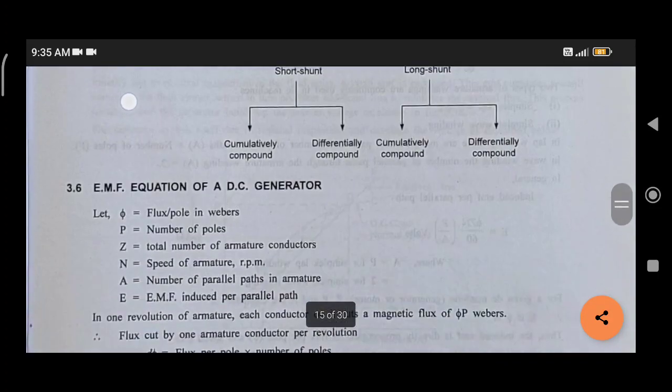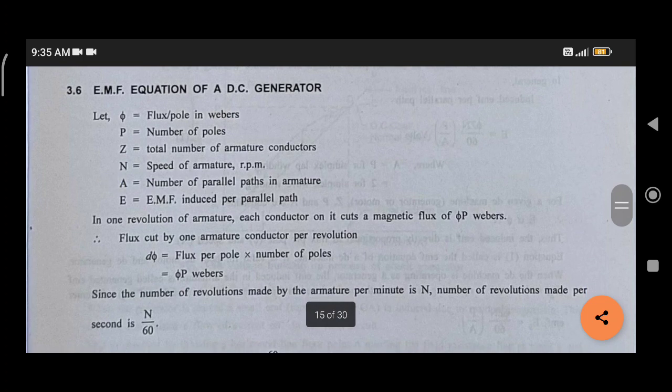Now we have one important concept, the EMF equation of a DC generator, and many times in exams they ask how to derive the EMF equation of a DC generator. So first of all, note down all the terms. Phi is the flux per pole in Webers, P is the number of poles, Z is the total number of armature conductors, N is the speed in RPM, A is the number of parallel paths in the armature, and E is the EMF induced per parallel path. Now these are all the terms.